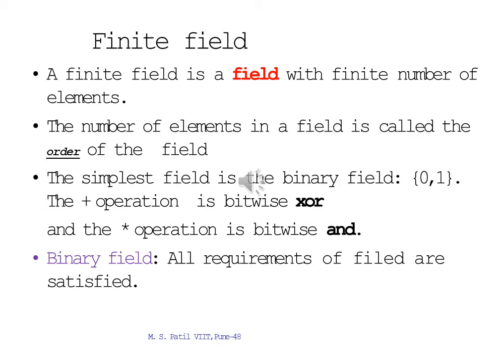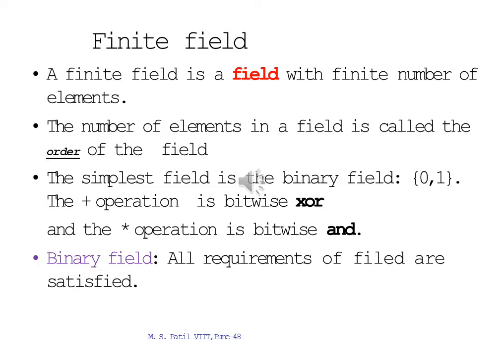So the binary field has two elements. Which two elements does it have? 0 and 1. So the order of this field is 2. Now if you recall, the binary field satisfies all the properties. Why is it called a field? Because all the operations of addition and multiplication are closed.